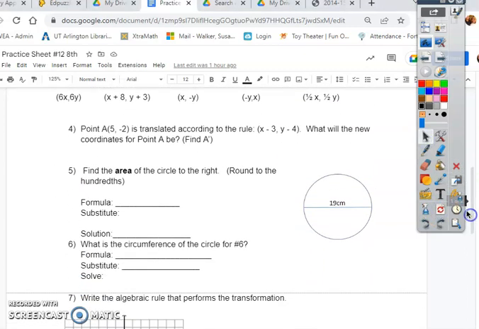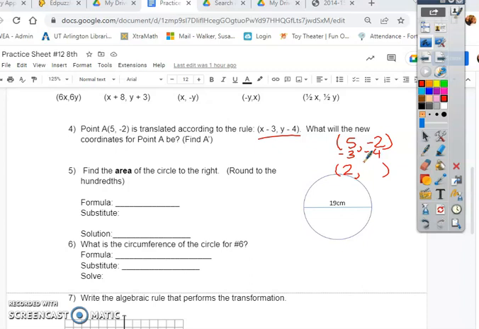Number 4, point A, 5, negative 2. It is translated according to this rule. What will the new coordinates be? So some of us struggled with this last week. So basically, for x, you do minus 3. You know what 5 minus 3 is? It's 2. Now, negative 2 minus 4. Put that in your calculator unless you are sure you know what negative 2 minus 4 is. Left, moving left.